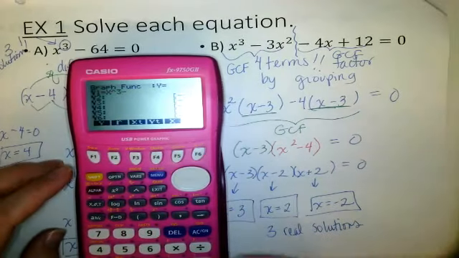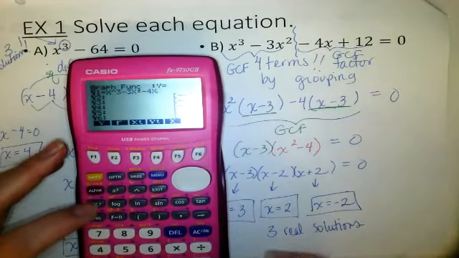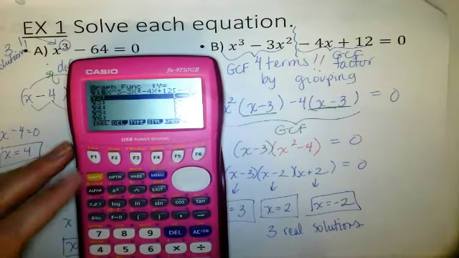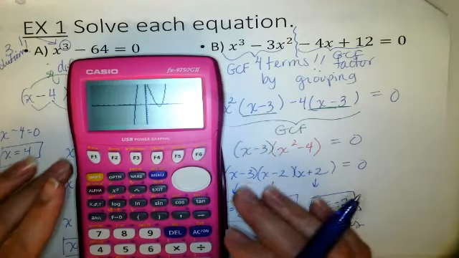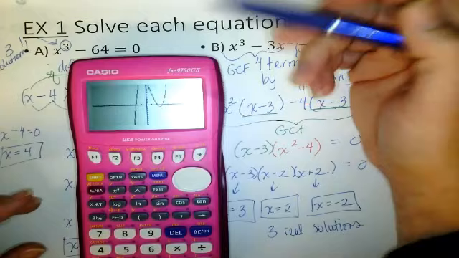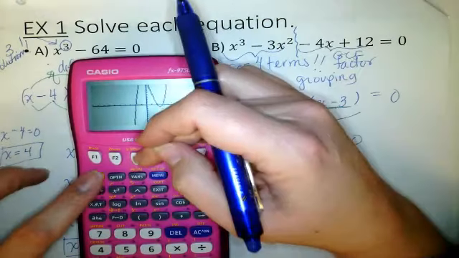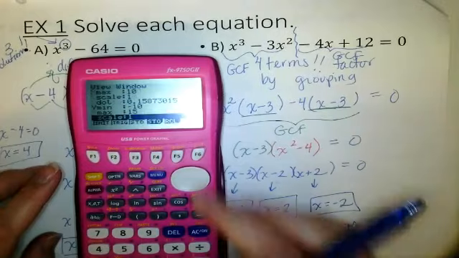x cubed minus 3x squared minus 4x plus 12. And I'm going to draw that. It's kind of cool, right? That's what a cubic looks like. I'm going to change my window so you can see the top. My Y maximum, I'm going to make 15.